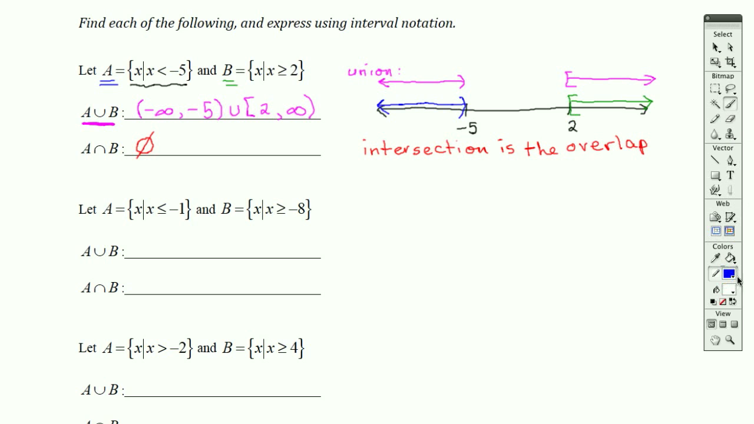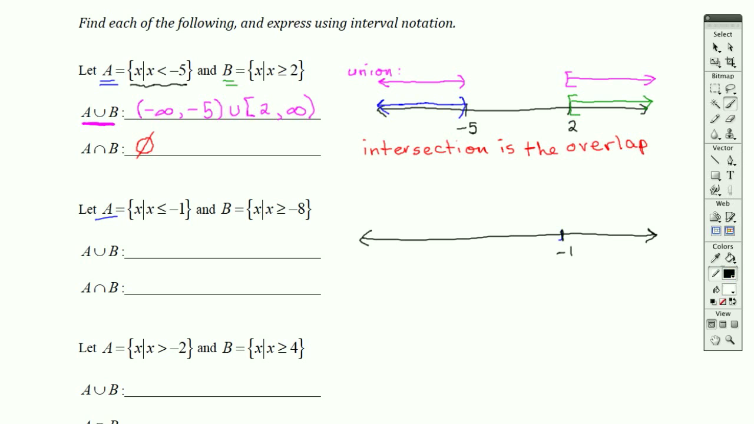Going on to our next example, we're going to do this the same way by graphing the two sets. So here's our number line, and I will again graph A in blue. We've got x such that x is less than or equal to -1. So let's plot our two numbers first. We've got -8 and -1.